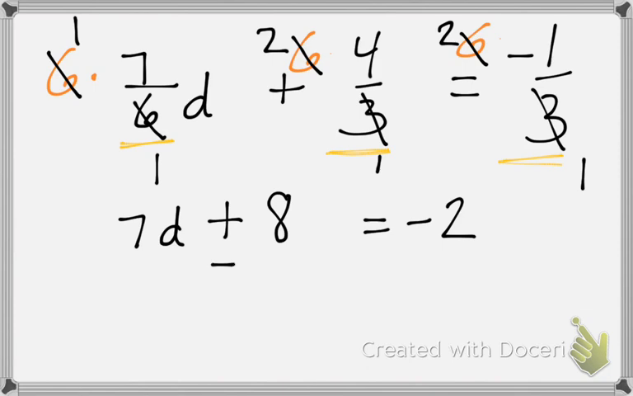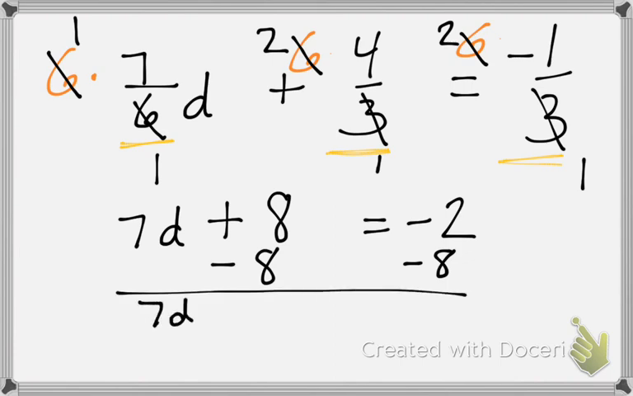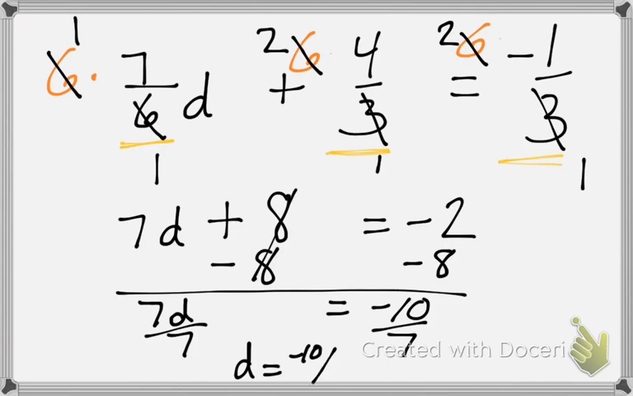So now I'm going to get rid of that plus 8 with a -8. I'm going to bring down that 7d because those cancel. Left with a -10. Divide both sides by 7. So d is still equal to that -10/7 that I had before. I just didn't have to fool with all those fractions that I did in the other way that I worked it.